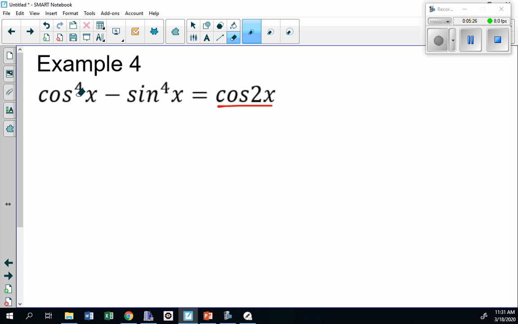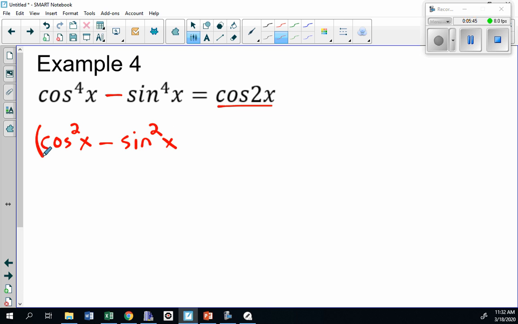Power of 4, well, that's a perfect square then. And so is sine to the power of 4 as well. And we have a subtraction. So what that means is this is a difference of squares. So then I know that cos x squared minus sine x squared, all multiplied by cos x squared, plus, because remember it's a difference, sine x squared. I should write that, hey, I'm only dealing with the left side here. Don't care too much about the right side.